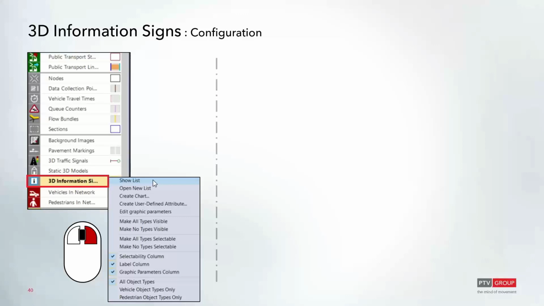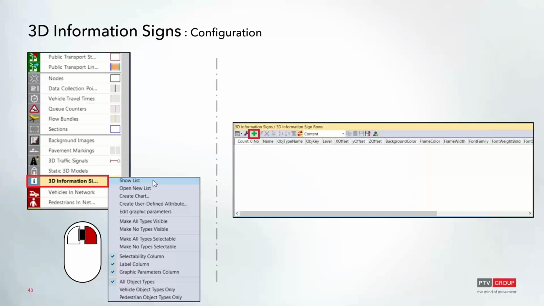So in order to add any of these 3D information signs, first I'll just go to the Network Objects toolbar. This is near the bottom part, right above the vehicles. And you can right-click on the 3D information signs and select that Show List option. And that's going to open up the list down here at the bottom of the screen. And this is where you can then click that plus button if you want to add in a new 3D information sign.